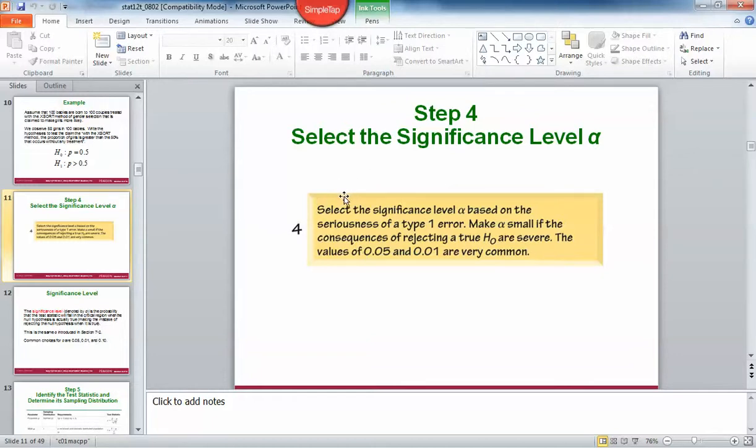All right, let's look at this slide here. Select the significance level, alpha, based on the seriousness of a type 1 error. And we'll go over type 1 and type 2 errors in just a little bit. Make alpha small if the consequence of rejecting a true H sub O are severe. The values of 0.05 and 0.01 are very common. Of course, the smaller the significance level, the more precise, I'm not going to say more correct, but the harder it would be to reject the null hypothesis.